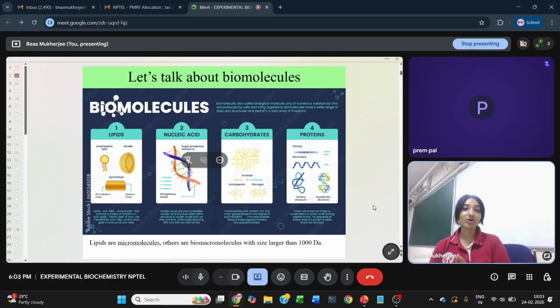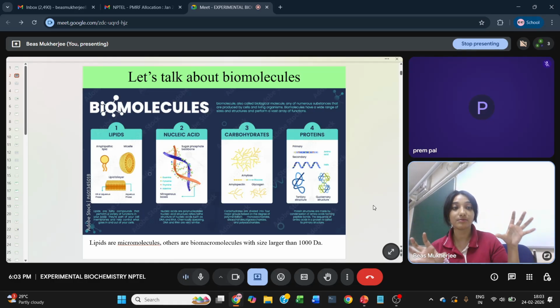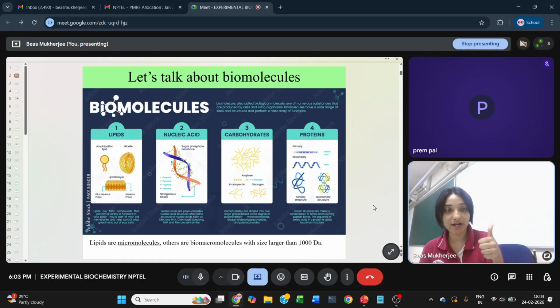Right. So we'll start talking about biomolecules. Now, what are biomolecules? Biomolecules are biological molecules that perform a lot of different functions in our body. All of these major biomolecules are actually divided into 4 different types. One of them makes up the fat portion in our body, the lipids. Next comes the nucleic acids. Nucleic acids are DNA, RNA, and different types of DNA and RNA molecules. Those make up the nucleic acid portion in our body.